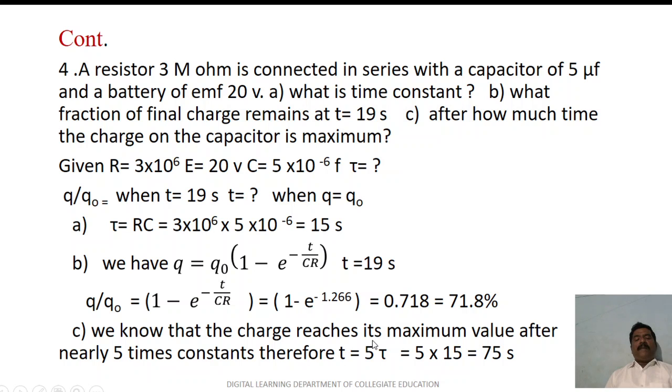At what time will the capacitor reach the maximum value of charge? We know the charge reaches the maximum value after nearly 5 times the time constant, as we did in the theory, that is 5 times tau. So t is equal to 5 times tau. Here tau is 15 seconds, and 5 into 15 is equal to 75 seconds. At 75 seconds the capacitor reaches the maximum value of charge stored. This is how we solve a problem on CR circuits.